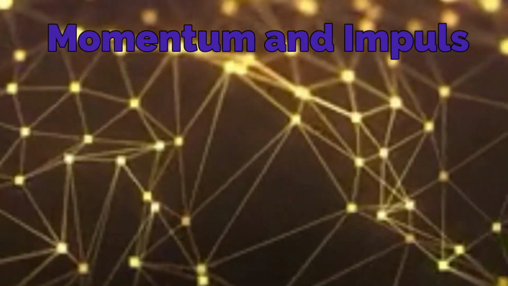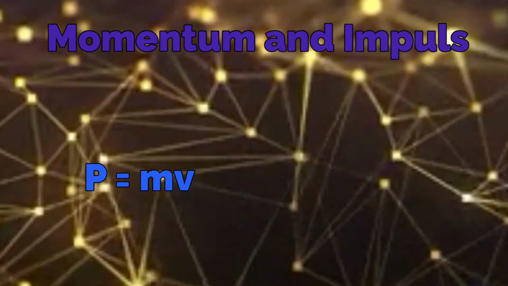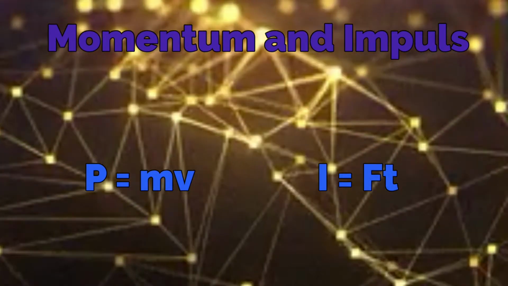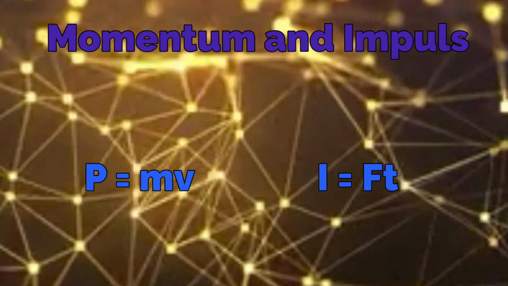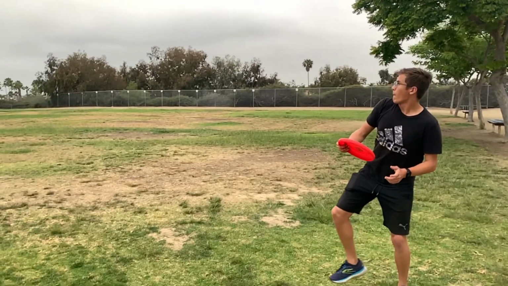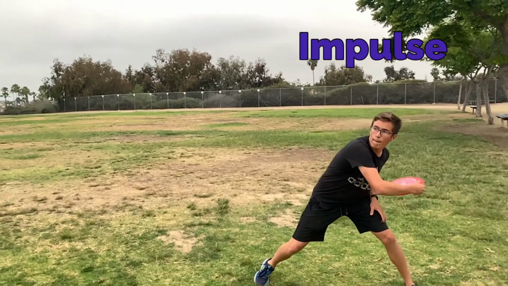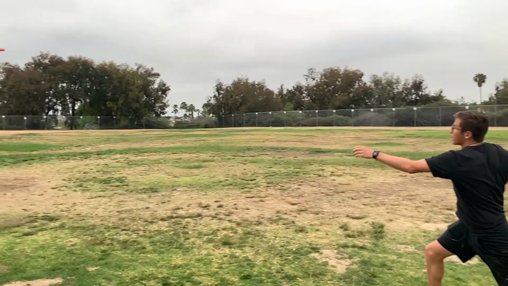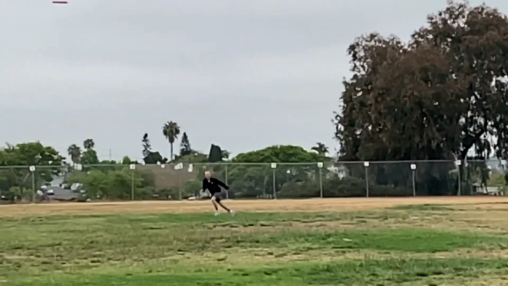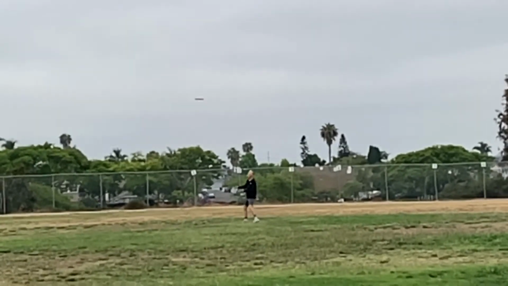Now, let's do something more fun. Momentum and impulse. Momentum is equal to mass times velocity, and impulse is force applied over time. Impulse in-game is how we throw a Frisbee. You apply a strong force by flicking your wrist to the Frisbee for a short period of time while throwing. And because the Frisbee is very lightweight, a small amount of momentum will result in faster velocities than in heavier objects.